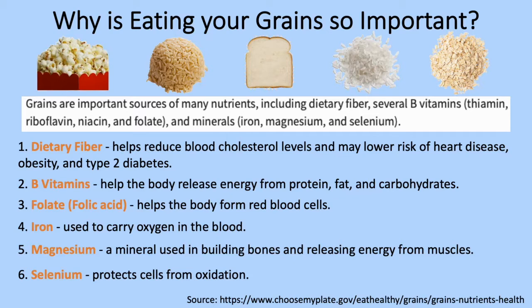The B vitamins, thiamine, riboflavin, and niacin, play a key role in metabolism. They help the body release energy from protein, fat, and carbohydrates. B vitamins are also essential for a healthy nervous system. Many refined grains are enriched with these B vitamins. Folate, also known as folic acid, which is another B vitamin, helps the body form red blood cells. Iron is used to carry oxygen in the blood.